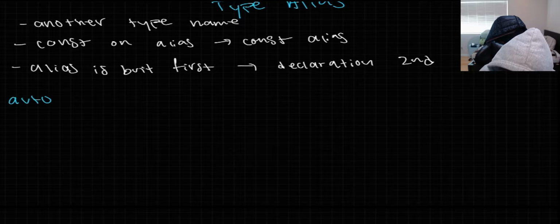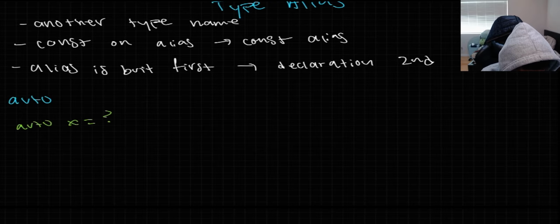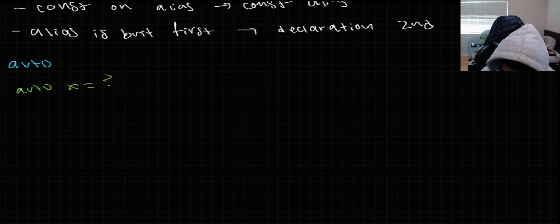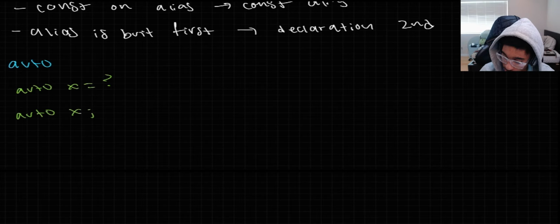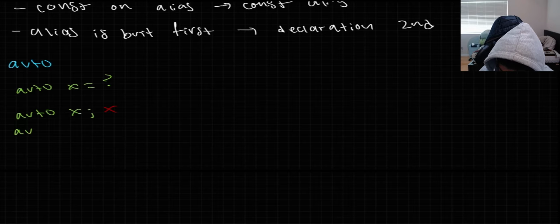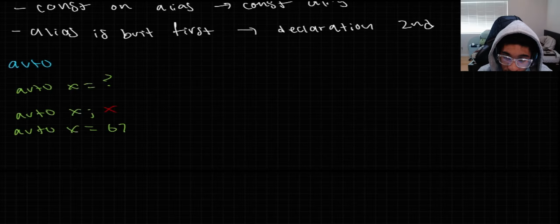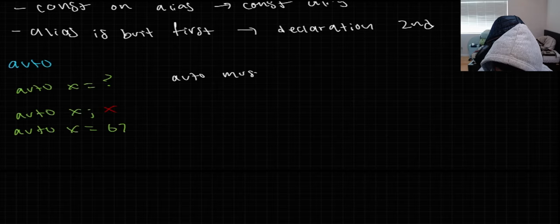It's usually depicted as auto x equals whatever. Some good things to note is that an auto must be initialized. So we can't do auto x. This does not work because they must be initialized. So we must do auto x equals, let's just say 67, and then auto is going to be of type int. So auto must init.